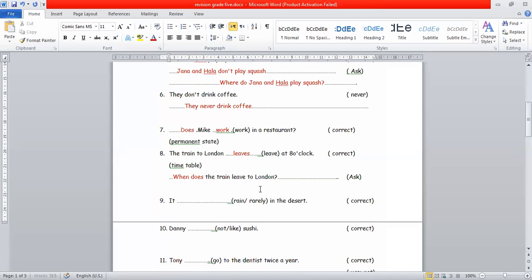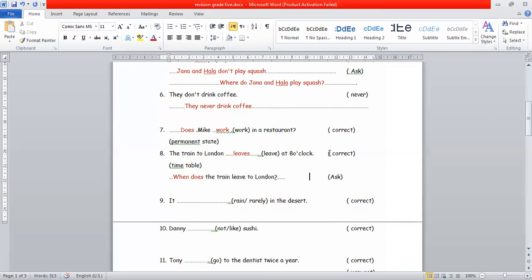Miss, I want you to explain number 8. Wait, Yasmin, wait. Who is saying something is not correct? What's your name? Nouran. Yes, Nouran, what is wrong? Number 8. It should be "the train leaves to London at 8 o'clock". The difference, Nouran: "the train to London leaves at 8 o'clock" is correct.